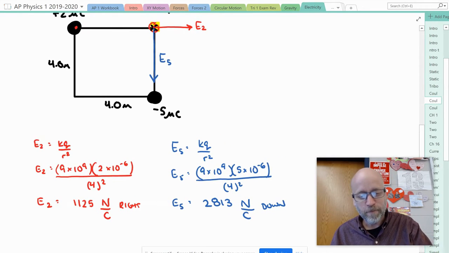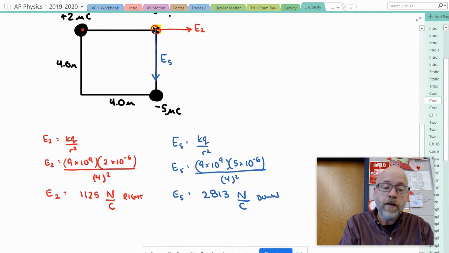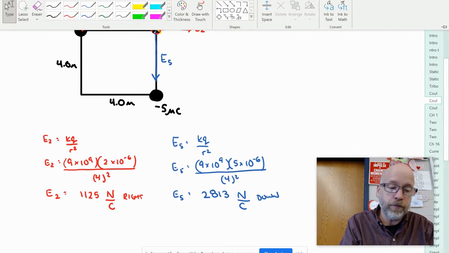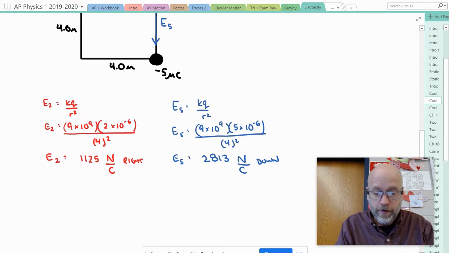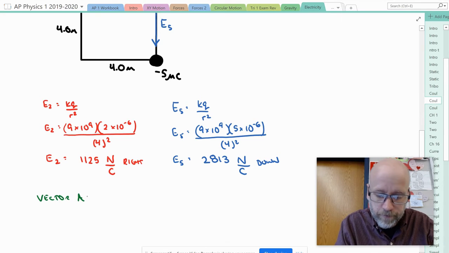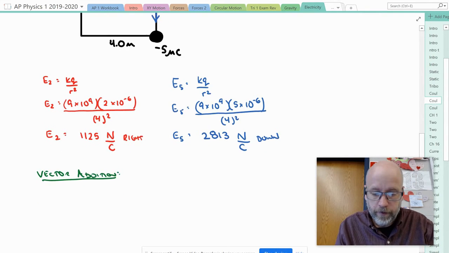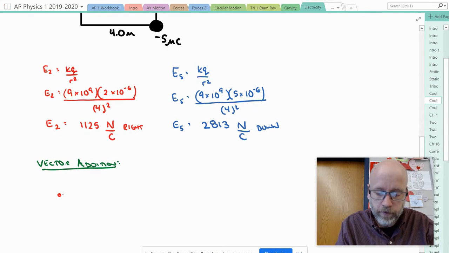No, not quite. So what we're really doing here, when we take these 2 vectors, remember this is my opportunity to review vector addition. So for vector addition, you know that if we have 2 vectors, we've got to put them tip to tail. So I'm going to start off with my E2 vector that's pointing, well, first I got a starting point. Point to the right with a magnitude of 1,125 newtons per coulomb.